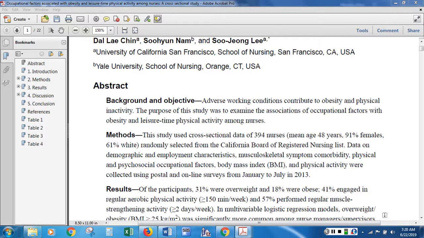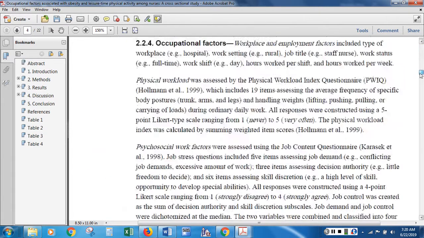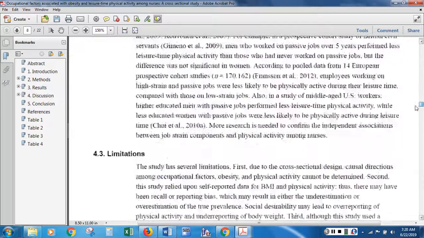Looking at the study, you will see that the exposure variable, I'm reading from the abstract here, was occupational factors, different occupational factors. So there are multiple exposures. And they wanted to see how these occupational factors affected obesity, as well as leisure time physical activity. What were the covariates that were collected? Let's turn to Table 1 to give us an idea.